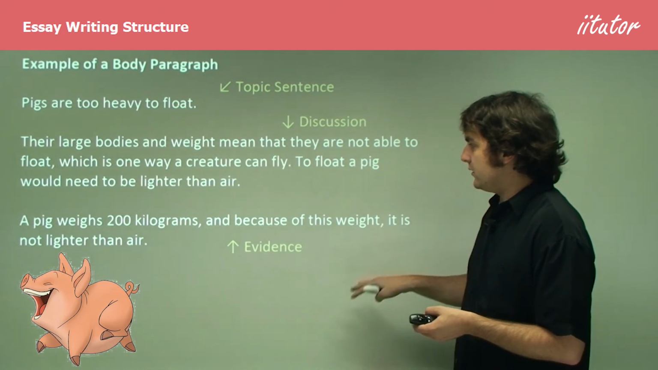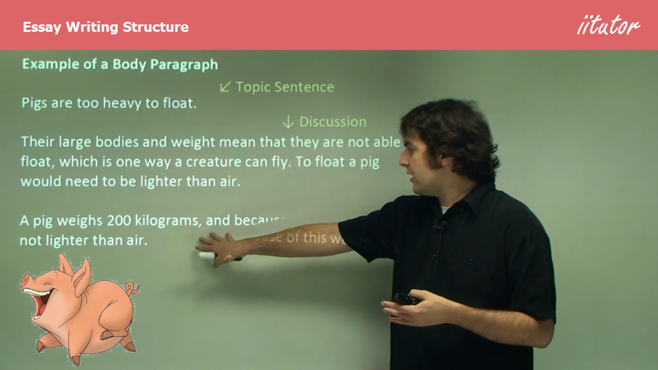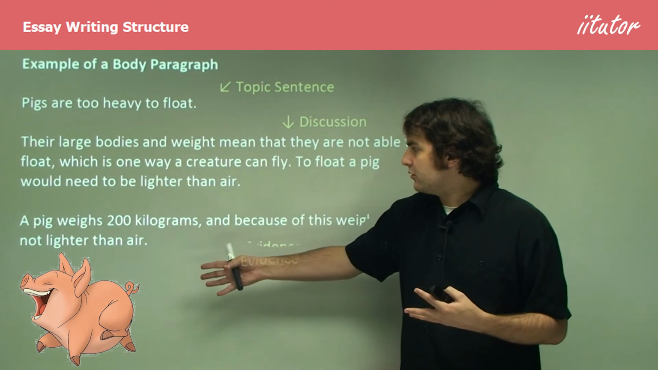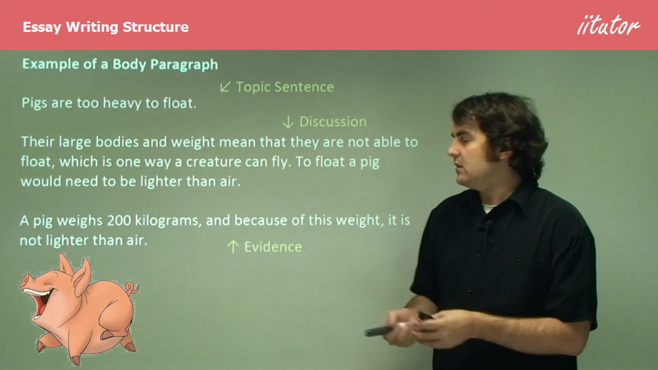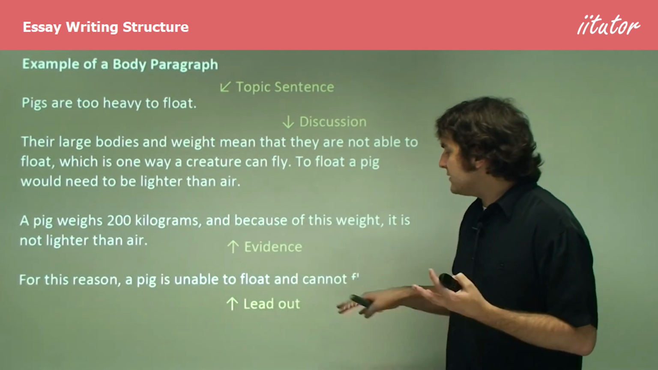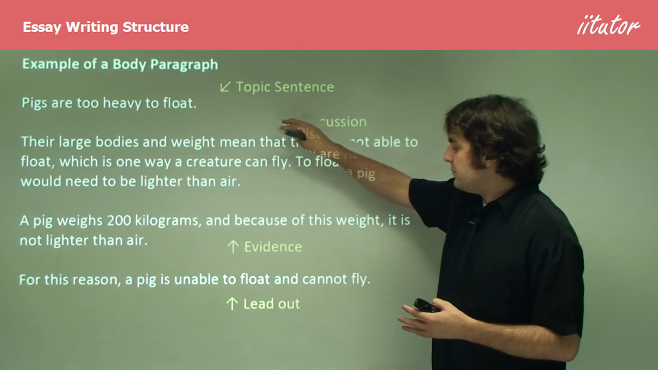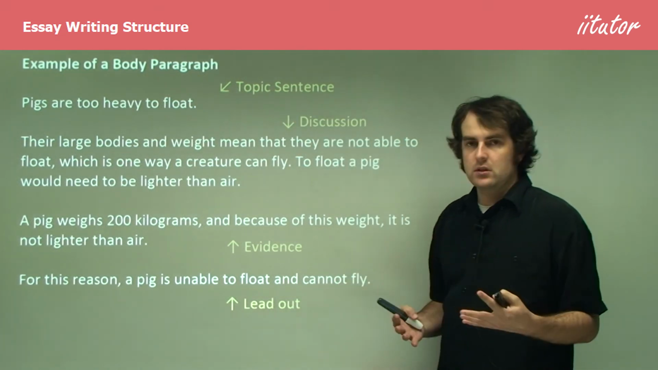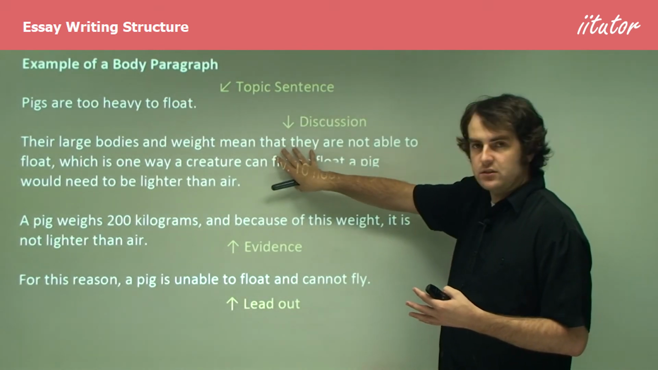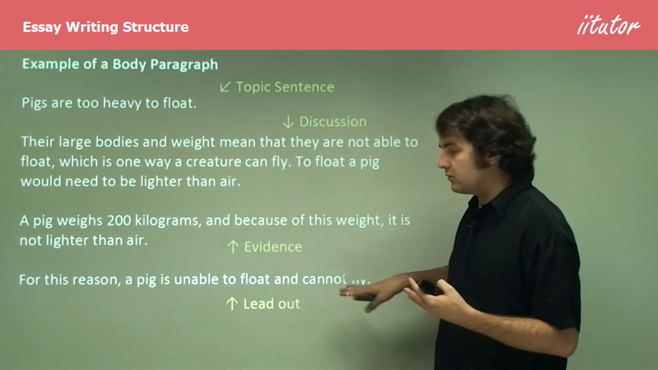And then your evidence. Our evidence is the weight of a pig. An average pig weighs 200 kilograms, and because of this weight, it is not lighter than air. So there's something that proves it, and we've got here a fact, as in the average weight of a pig is about 200 kilograms. For this reason, a pig is unable to float and cannot fly. So we've got there, from the beginning to the end, your paragraph. It starts off by explaining something. It then discusses the reasons why. It gives a bit of evidence and then finishes up by saying the reason why.